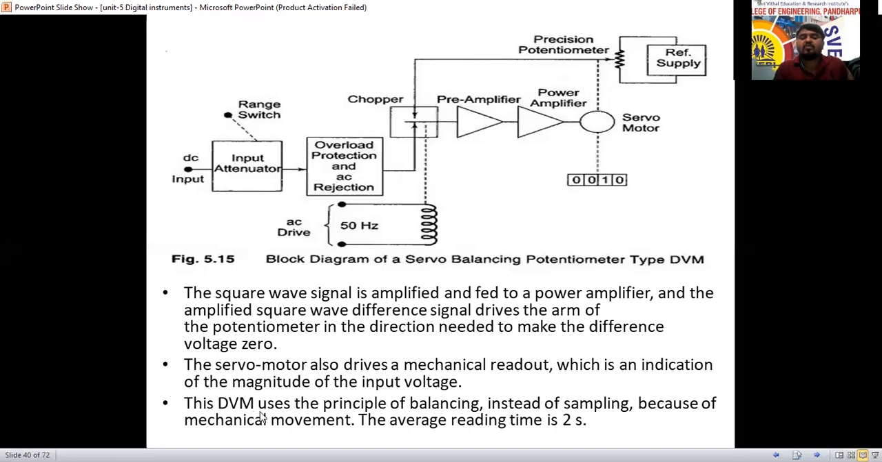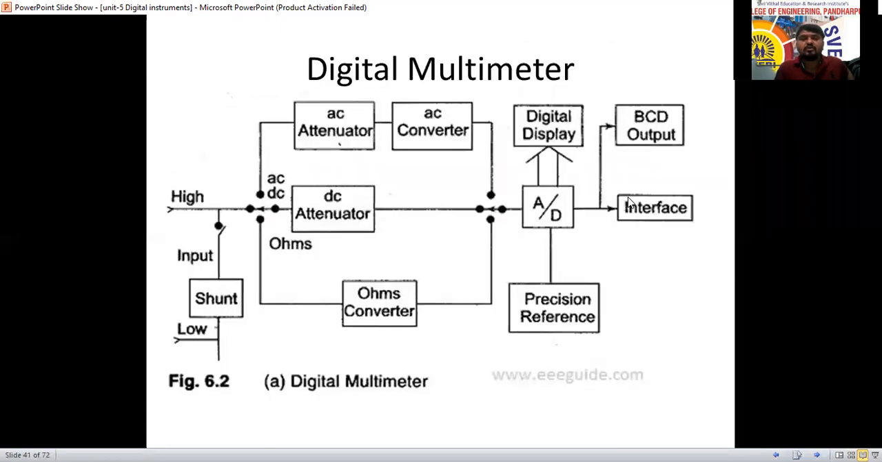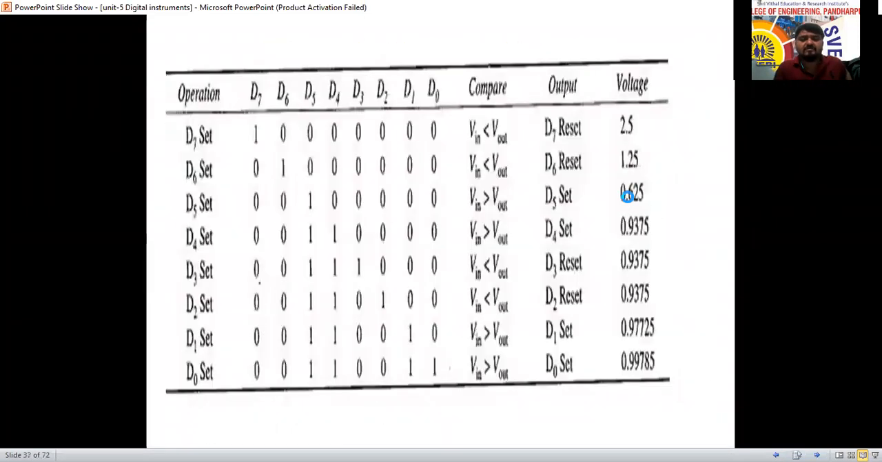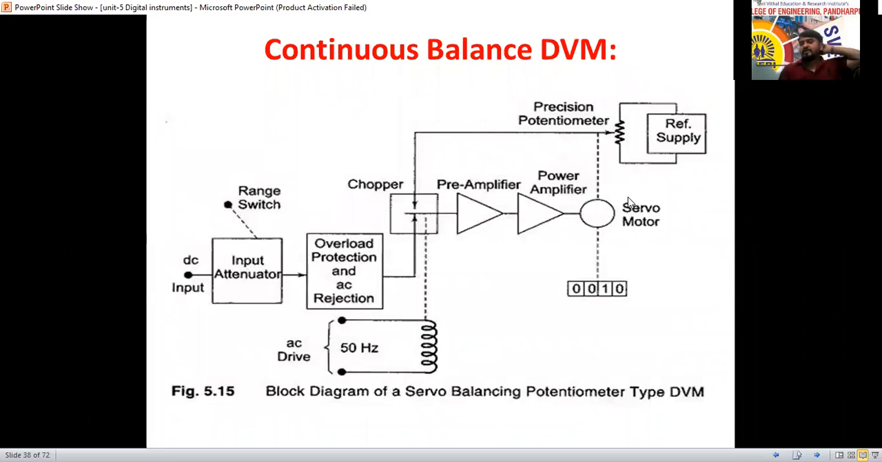So this digital voltmeter uses the principle of balancing. Instead of sampling, it takes a rotation balance. Because of the mechanical movement, the average reading time is 2 seconds. This is a very simple method. The fifth one is the continuous balance type. So that completes all 5 types of digital voltmeter.